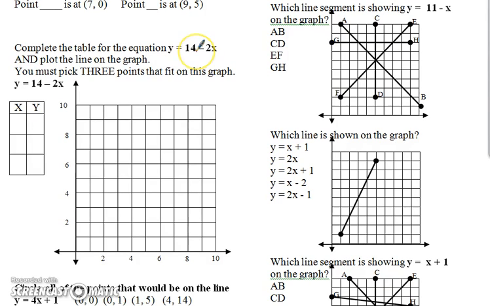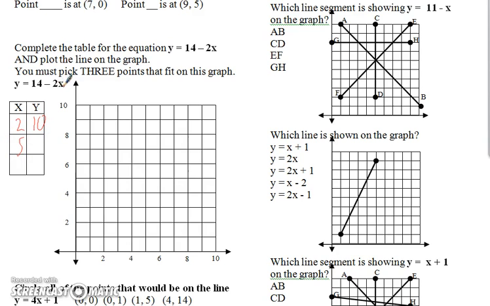Complete the table for the equation y equals 14 minus 2x and plot the line on the graph. You must pick 3 points that fit on this graph. So I'm going to start out with a 2 and try it out. 14 minus 2 times 2. So 2 times 2 is 4. 14 minus 4 is 10. Hey, that one worked.